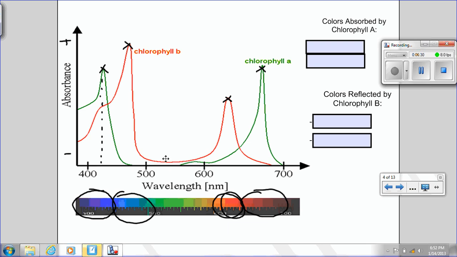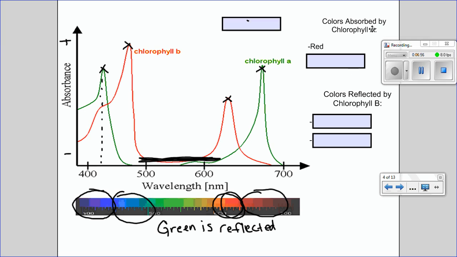And then if you notice, the only light that does not have a lot of absorbance by chlorophyll is light between the 500 and 600 range, which is your green light. In fact, green is actually reflected and not absorbed. So if we come over here, you'll notice that colors absorbed by chlorophyll A are your red colors at around 675, 650. Sorry about that.